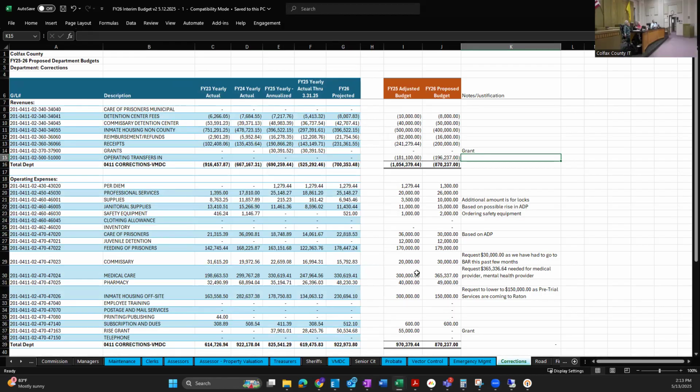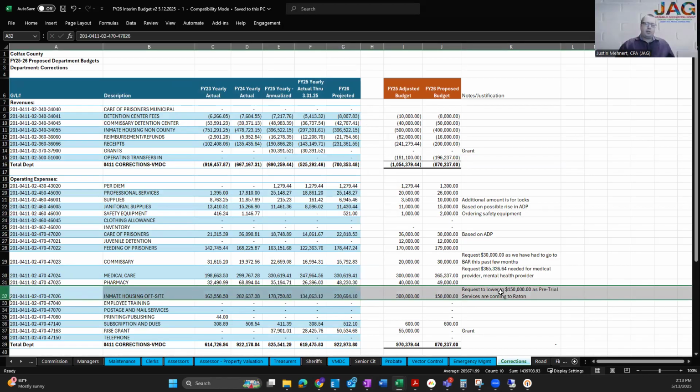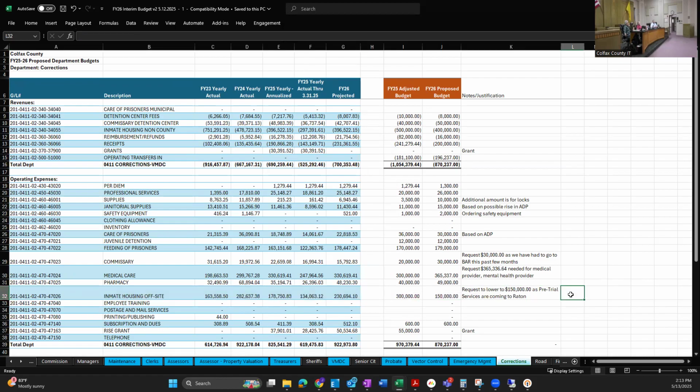Okay. So it's going to be inmate offsite, 47026. So that's this line right here, and that has been lowered from prior year based on the warden's advice. 150,000 from 300,000. Thank you. I feel that's fair and within reason. Just to bring the commission and the public up to speed on that, the 8th Judicial District is bringing in-house their monitoring services. With them doing so, we believe that we will probably see a savings over that line item.